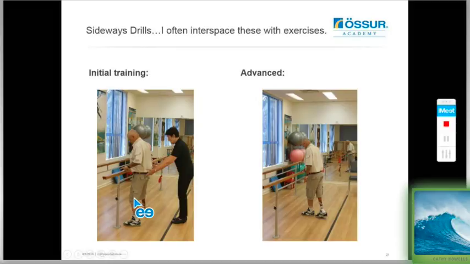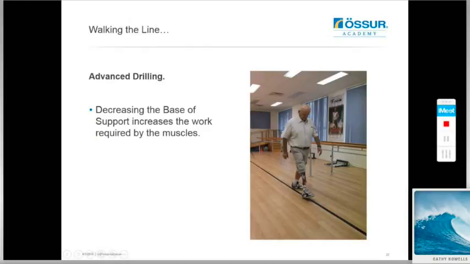Lots of sideways walking initially, and also further down the track with more advanced drilling with crossing of the feet, as we can see here, because it gets the hip muscles working in an increased range of movement with a decreased base of support so that more balance is required. Notice here that any help he's using or any hand support is with the same hand as the prosthesis to get maximal work out of the prosthetic side.